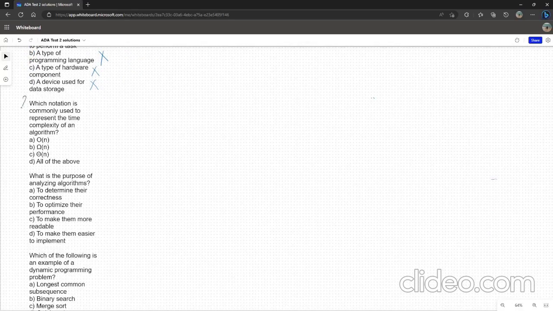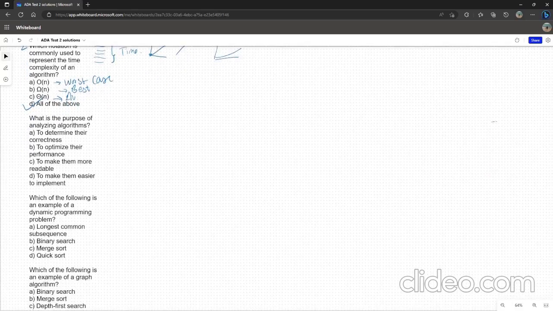Our second question is, which notation is commonly used to represent the time complexity of an algorithm. Whenever we write an algorithm, it takes a certain amount of time to run, and that time grows either linearly, or we can say how badly it can perform in the worst case, and what the best case is, how good it will be. So O of n gives us the worst case time complexity, omega of n gives us the best case time complexity, and theta of n gives us the average case time complexity. So the correct option will be all of the above.